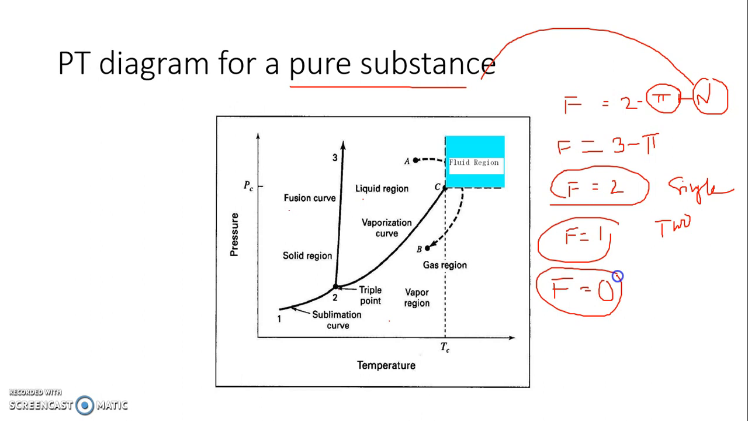I'll try to explain it now. So if we say F equals 2 for a single phase, say for example, I decide that the pressure is here.